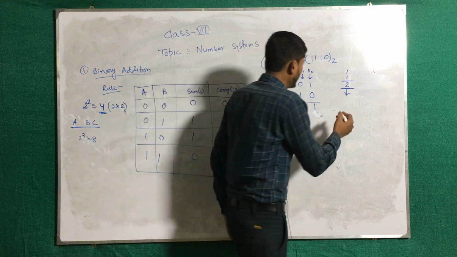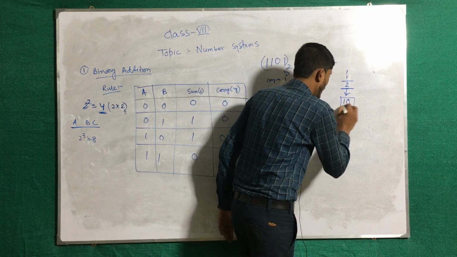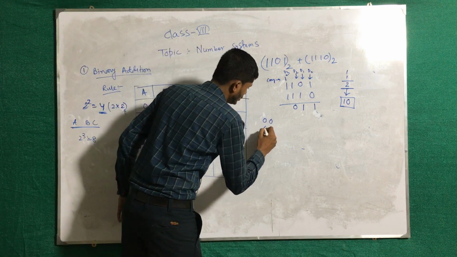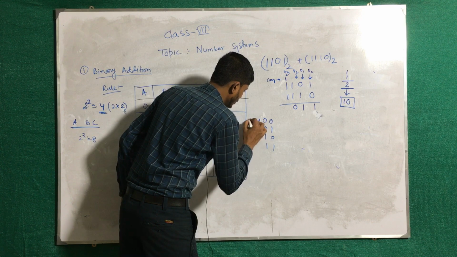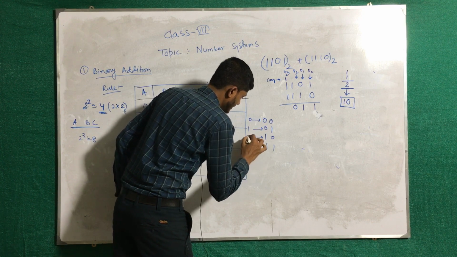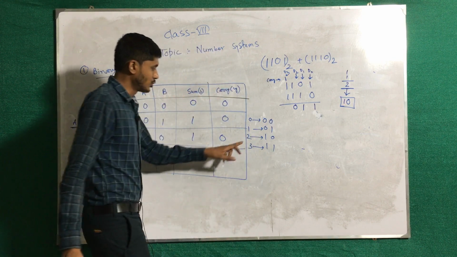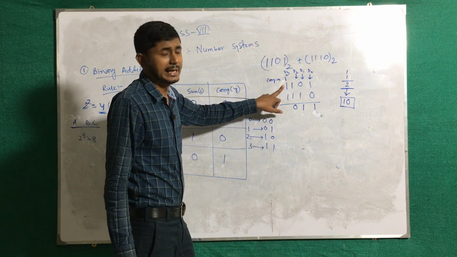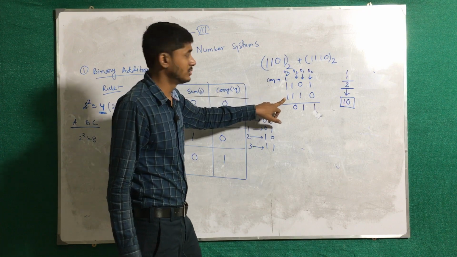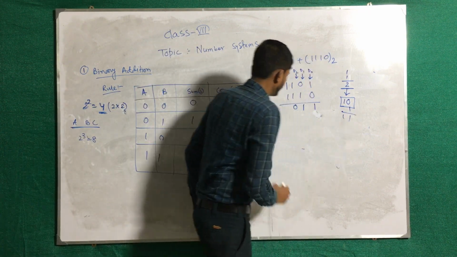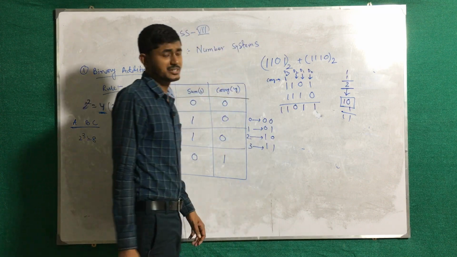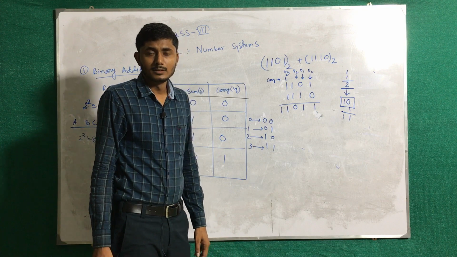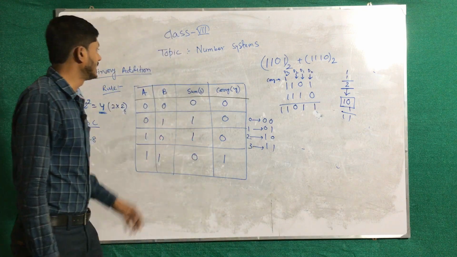In the binary number system, 2 can be written as 10, that is 1, 0. Here these are bits 0, 1, 2 and 3. So 2 can be written as 10. That means 1 plus 1 means 10, and with the 1, that means 11. So the answer is 11011. This is the actual answer of binary addition.